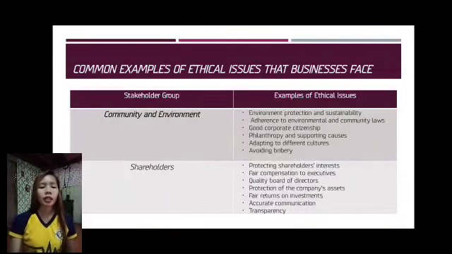For community and environment: environment protection and sustainability, adherence to environmental and community laws, good corporate citizenship, adapting to different cultures, and avoiding bribery. And last is shareholders. Examples of ethical issues are protecting shareholders' interests, fair compensation to executives, quality board of directors, protecting the company's assets, fair returns on investments, accurate communication, and transparency.